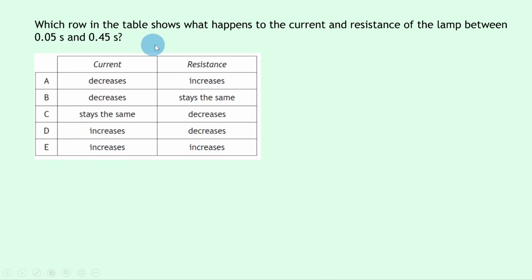It then says which row in the table shows what happens to the current and resistance of the lamp between 0.05 seconds and 0.45 seconds. So we want to find out what happens to the current and resistance. Do they increase, decrease or stay the same?